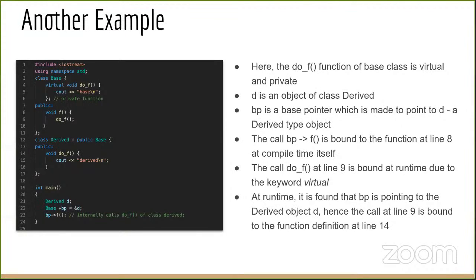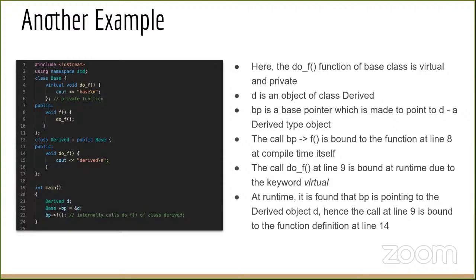Yeah. So now also note that in the f function in line 8, the f function is actually calling do_f of the base class. Okay. So now in the main function, we have first created a derived class object d and a base pointer bp, and that bp is assigned the address of this derived class object d. So now when we call bp arrow f, this particular function call is bound to the f function of the base class at compile time itself, because it is not a virtual function. That's the first thing.